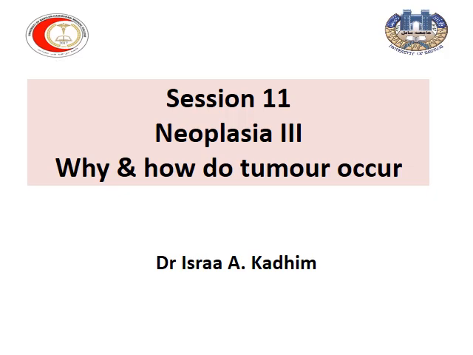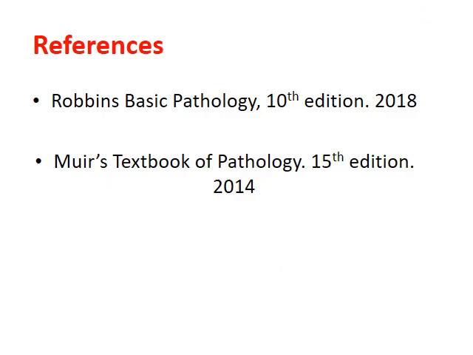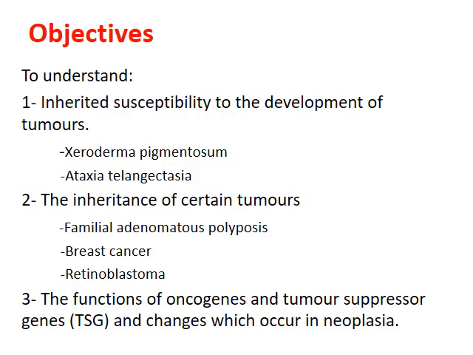Why and how do tumors occur? The objectives of this lecture are to understand the inherited susceptibility to the development of tumors with specific examples, and then the inheritance of certain tumors, where we also took certain examples of malignancy like familial adenomatous polyposis, breast cancer, retinoblastoma.